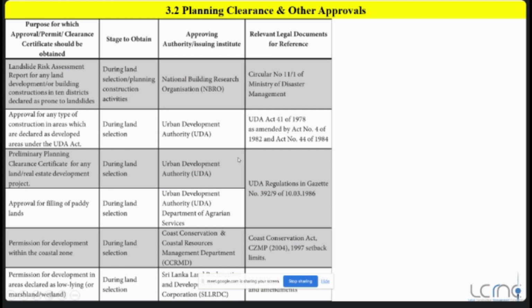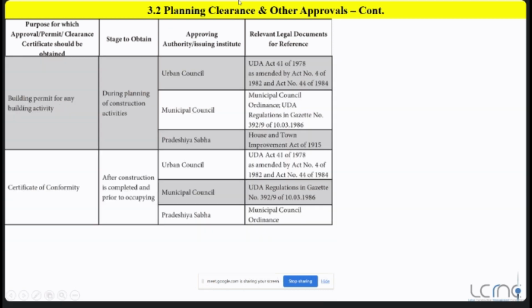So I'm just telling you what the authorities are: Urban Development Authority, and what are the others? Coast Conservation and Coastal Resource Management Department. If you want to purchase a land in coastal regions, definitely you need to go and meet the Coast Conservation and Coastal Resources Management Department, CCRMD. Likewise, there are so many authorities and issuing institutes you need to get approvals from.